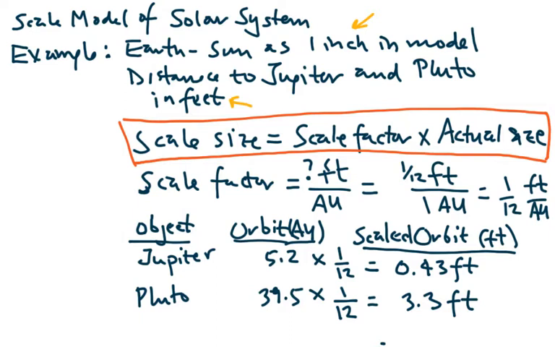So if you're thinking about a scale model of the outer solar system, then you would need a bit more than a yardstick to be able to show the orbits from Jupiter to Pluto if you had the orbit of the Earth around the sun as just 1 inch.